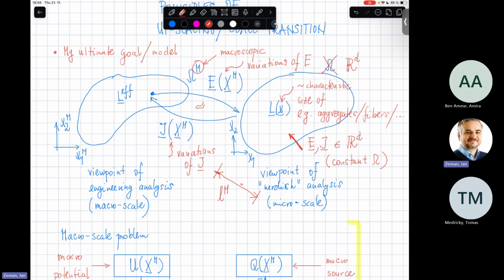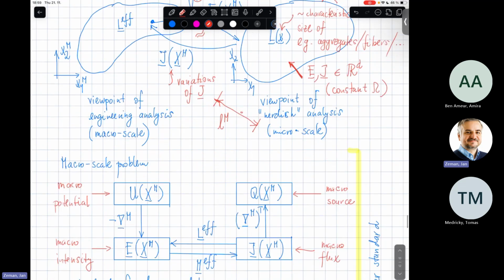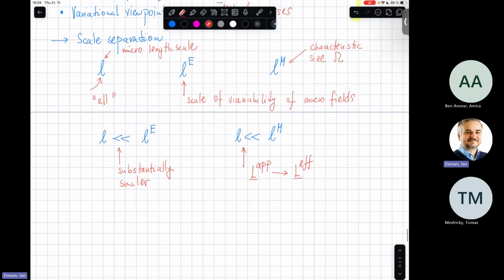So I think this argument can be sharpened a bit, but I cannot see it at the moment how. But anyway, what I mean by this is there are two conditions under which I can use this viewpoint. The first one is that I have fields on the macro scale which do not change drastically, and drastically means that they change at lengths which are comparable with my microstructure. So this is one condition.